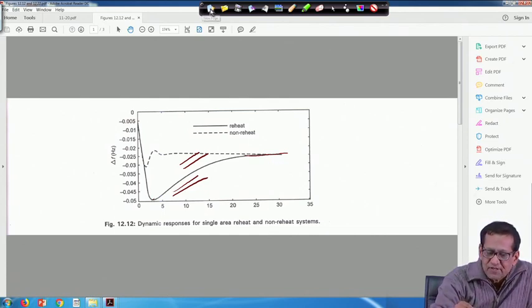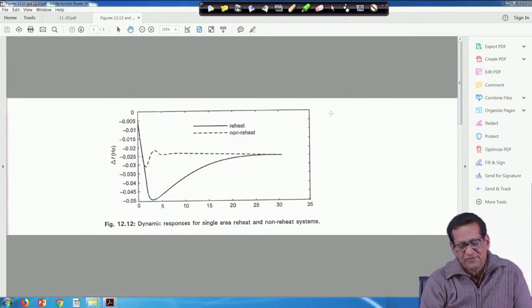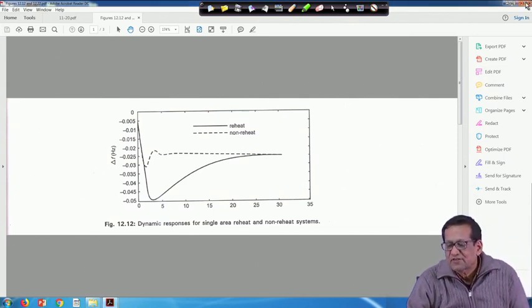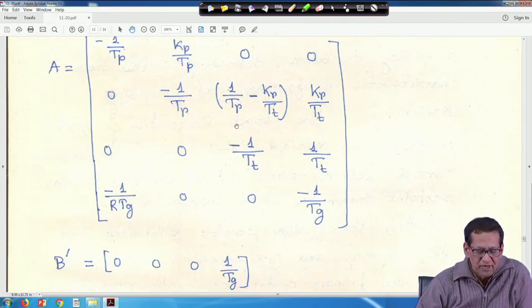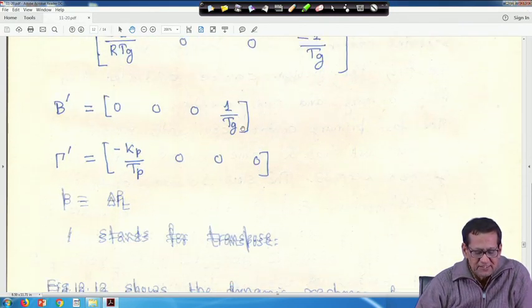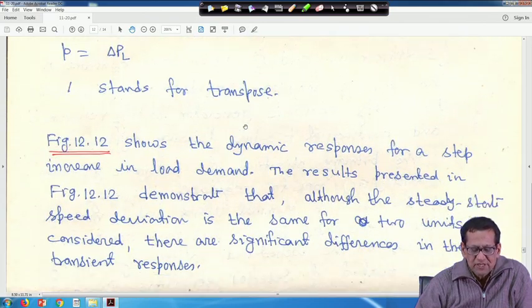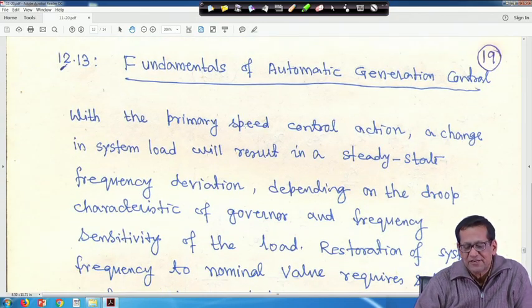So, this is the diagram. Now again I will go back to this one. This is our A, B transpose and gamma. So I showed you the dynamic responses also.